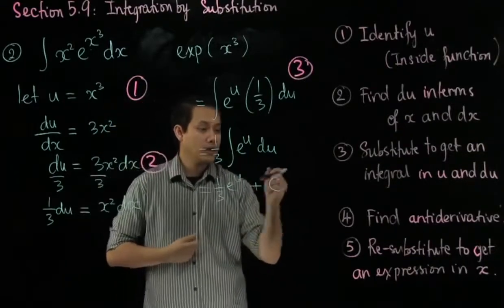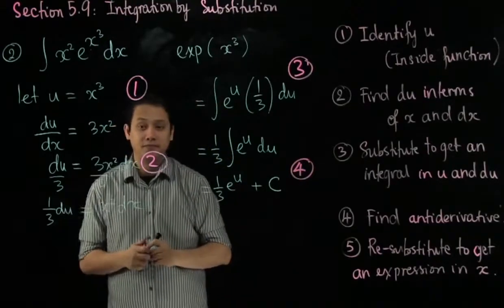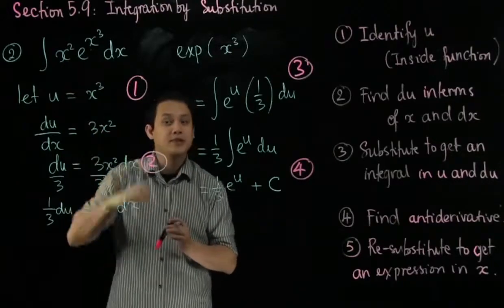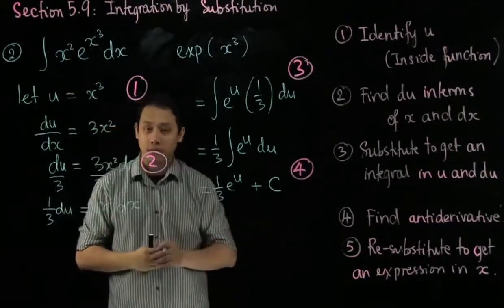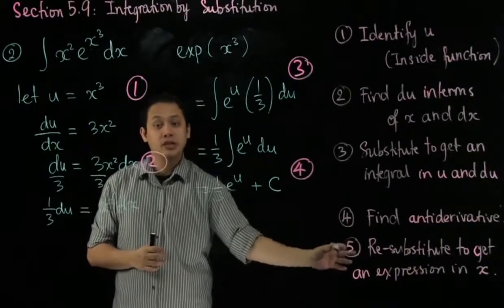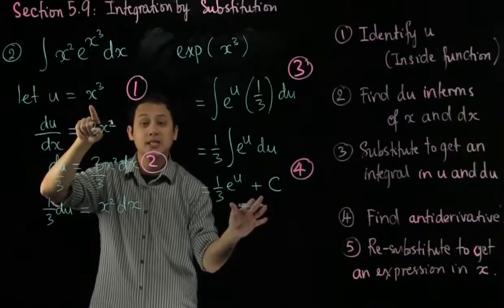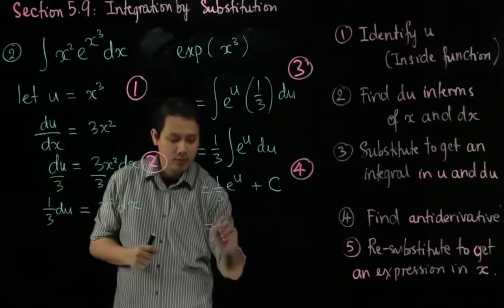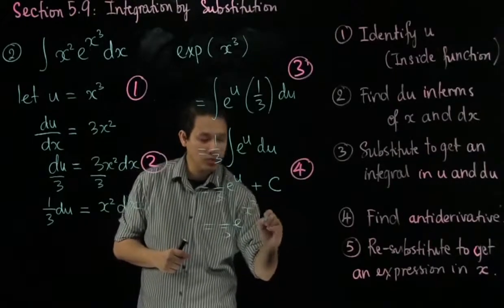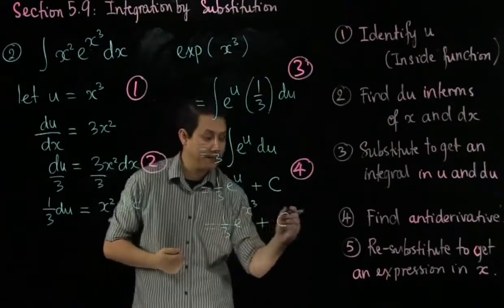So this is step 4. You have the antiderivative. But now because you start with something in terms of x, you need to end up with something in terms of x. Don't forget that. So move on to the last step. You need to resubstitute u equal to x cubed into the expression. So you have 1/3 times e to the x cubed plus the constant, and that is the last step.